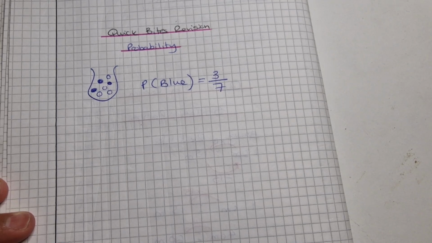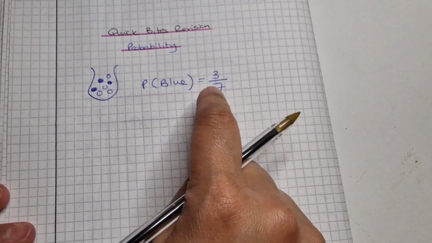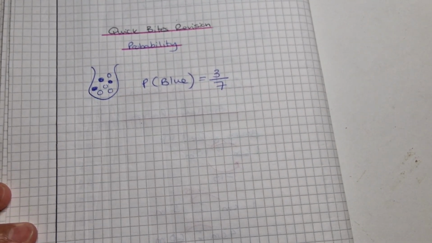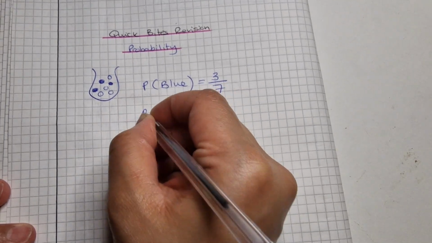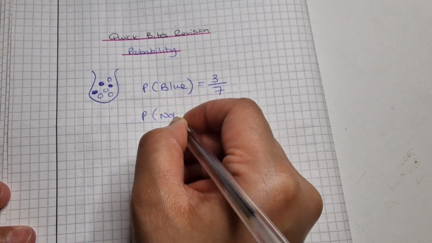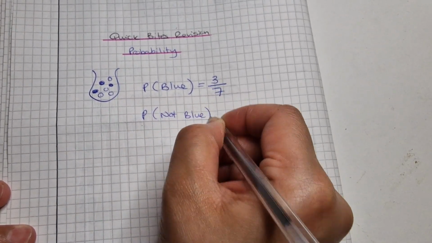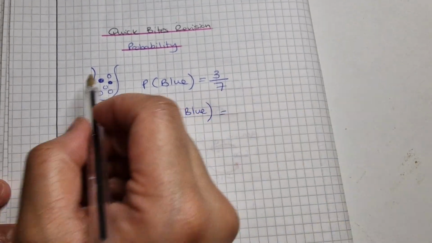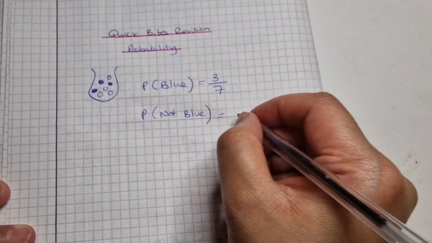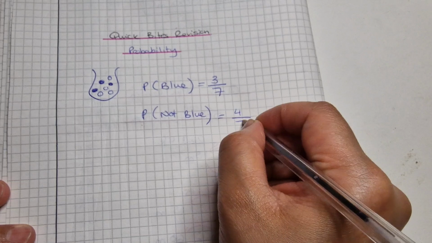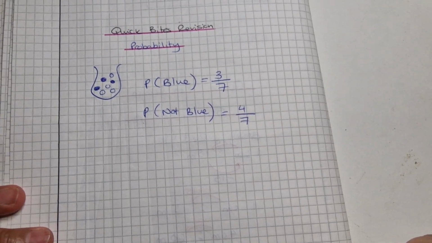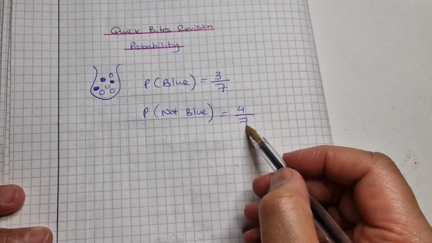So we write it as a fraction. You can also leave probabilities as decimals, but in this one it's easier as a fraction for now. And the probability of not blue, now we can either just count it and say there's 1, 2, 3, 4 marbles that are not blue, and say that's still 4 out of 7 because there's 7 choices altogether.